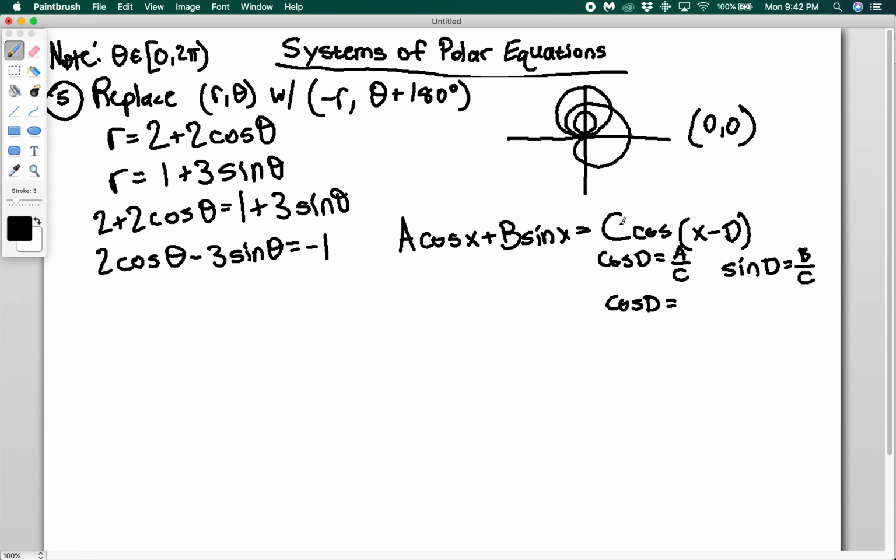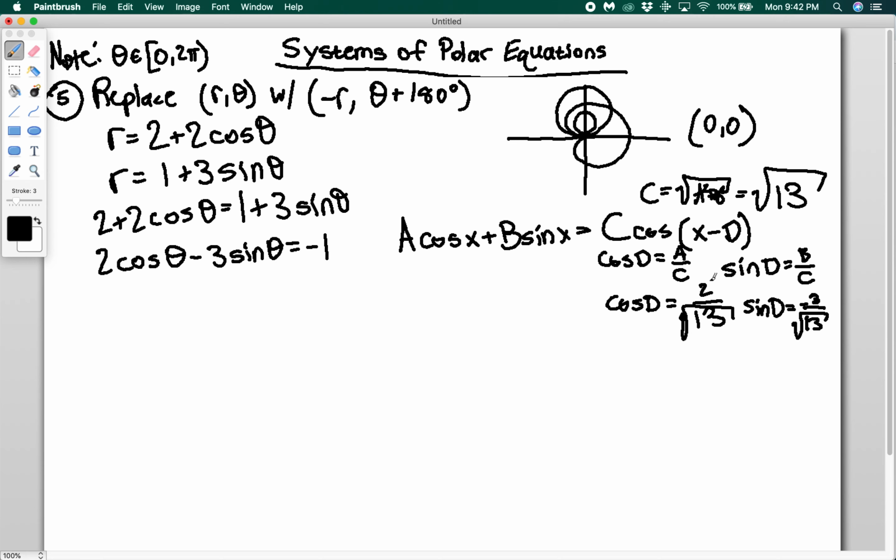Well, we should calculate c first, I guess, to use it. So c is the square root of a squared plus b squared. So that's going to be equal to the square root of 13 in our case. So we take this and we get 2 over 13, or sine d, we're going to end up with -3 over 13, root 13.